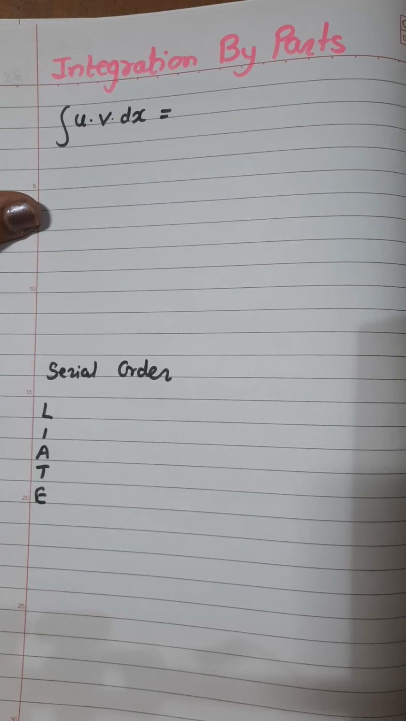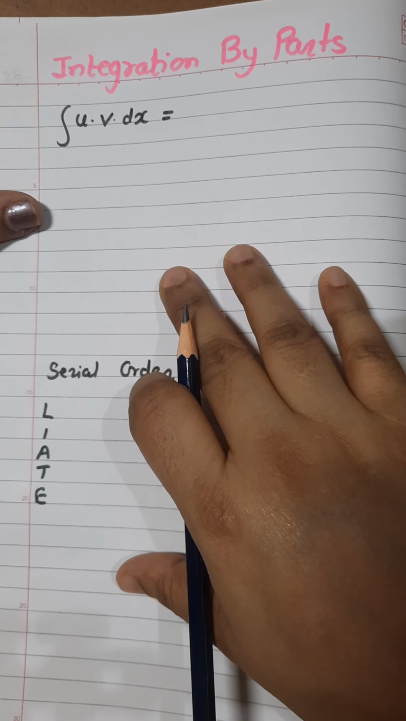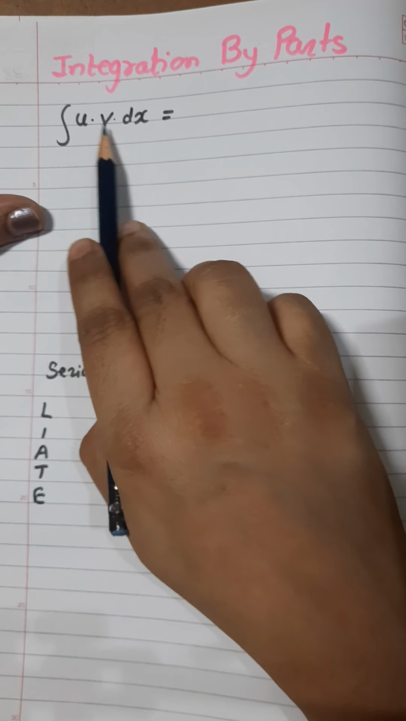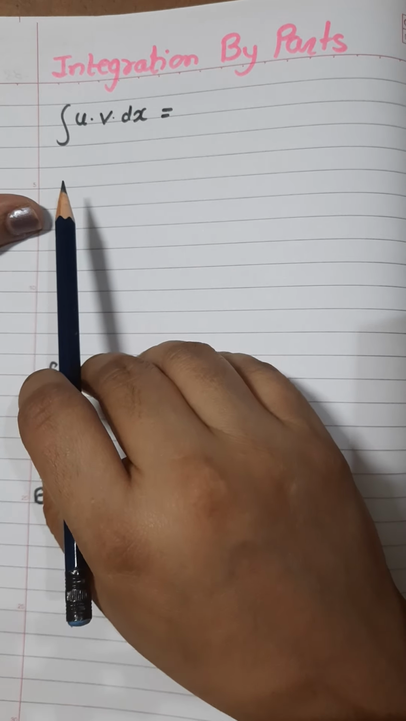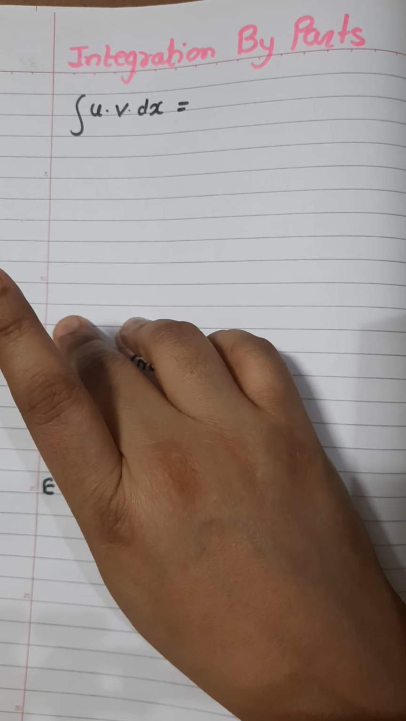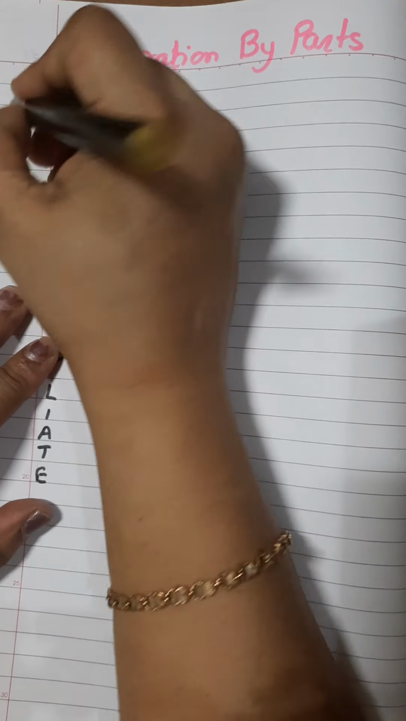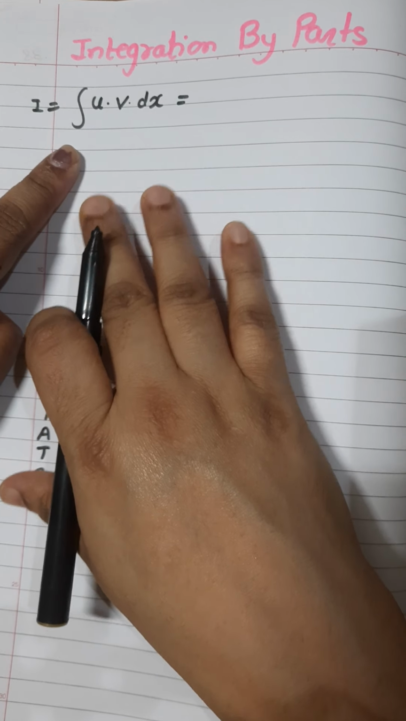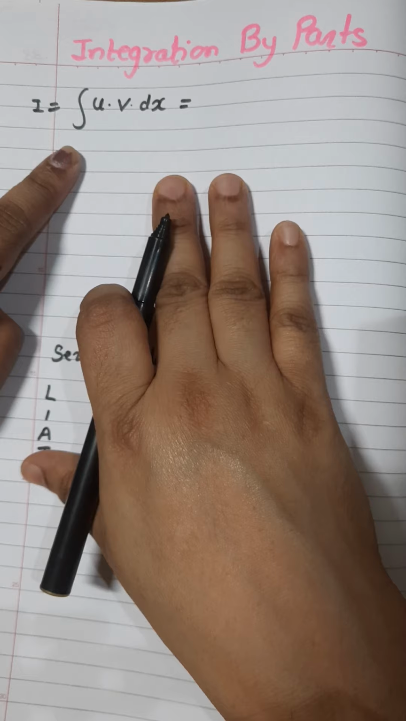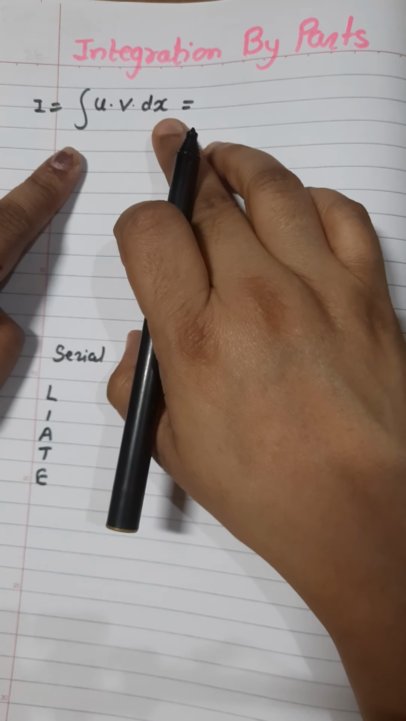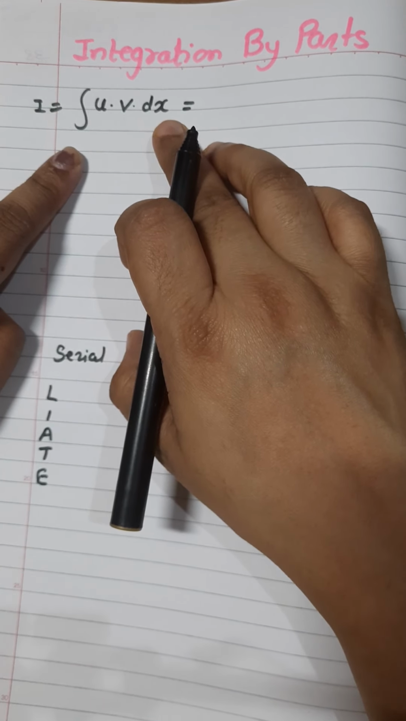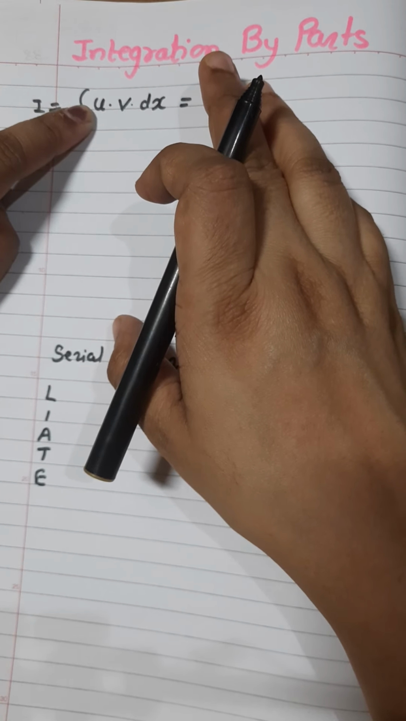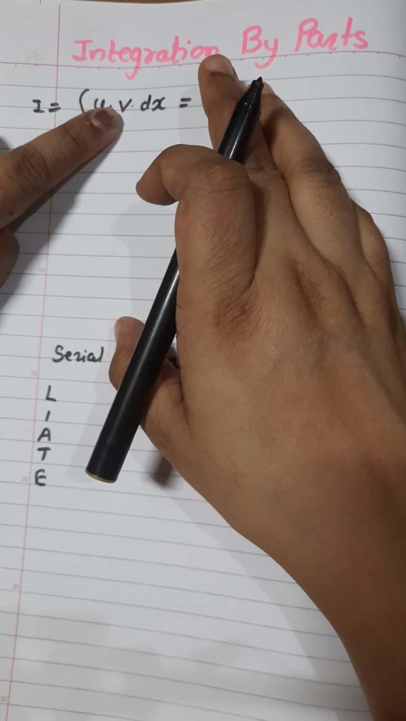Okay, so here we are going to deal with functions which are basically a product of two functions. So suppose we want to find the integration of function 1 into function 2, and we are integrating with respect to dx. So we have to assume our first function as u and second function as v.